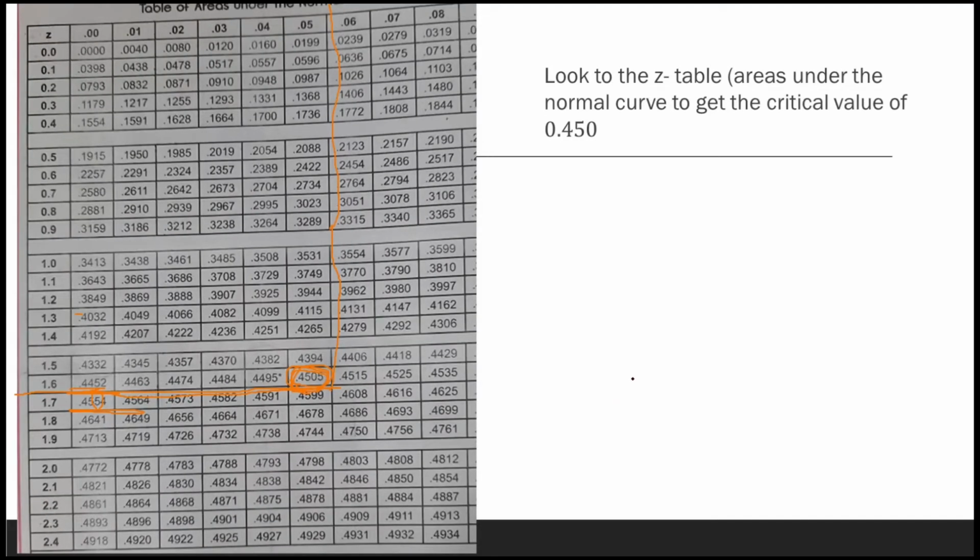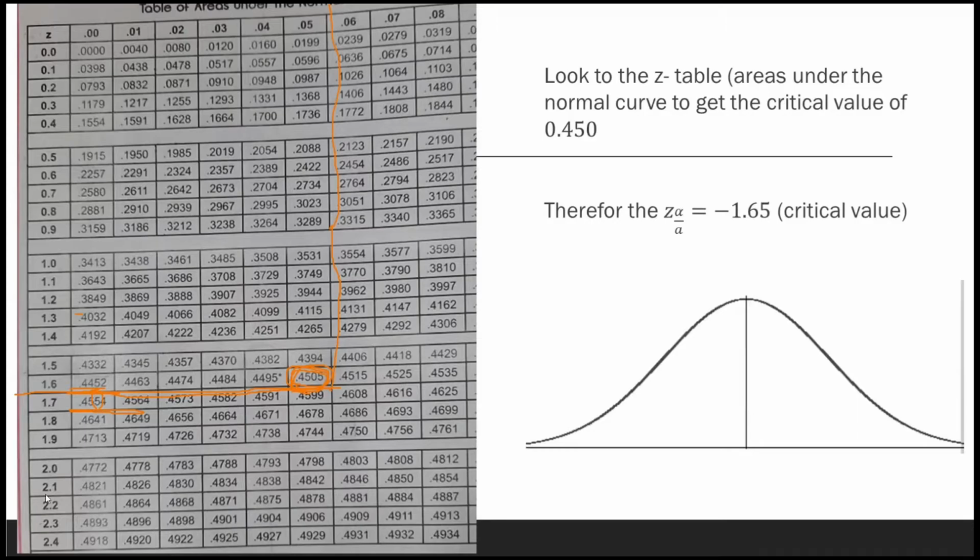Since less than yung nasa ating alternative hypothesis, the critical value is negative 1.65. And then, sa ating normal curve, nasa left side siya. So, ang ating critical value is negative 1.65. So, now we have the critical value. Next is we need to get the test value.